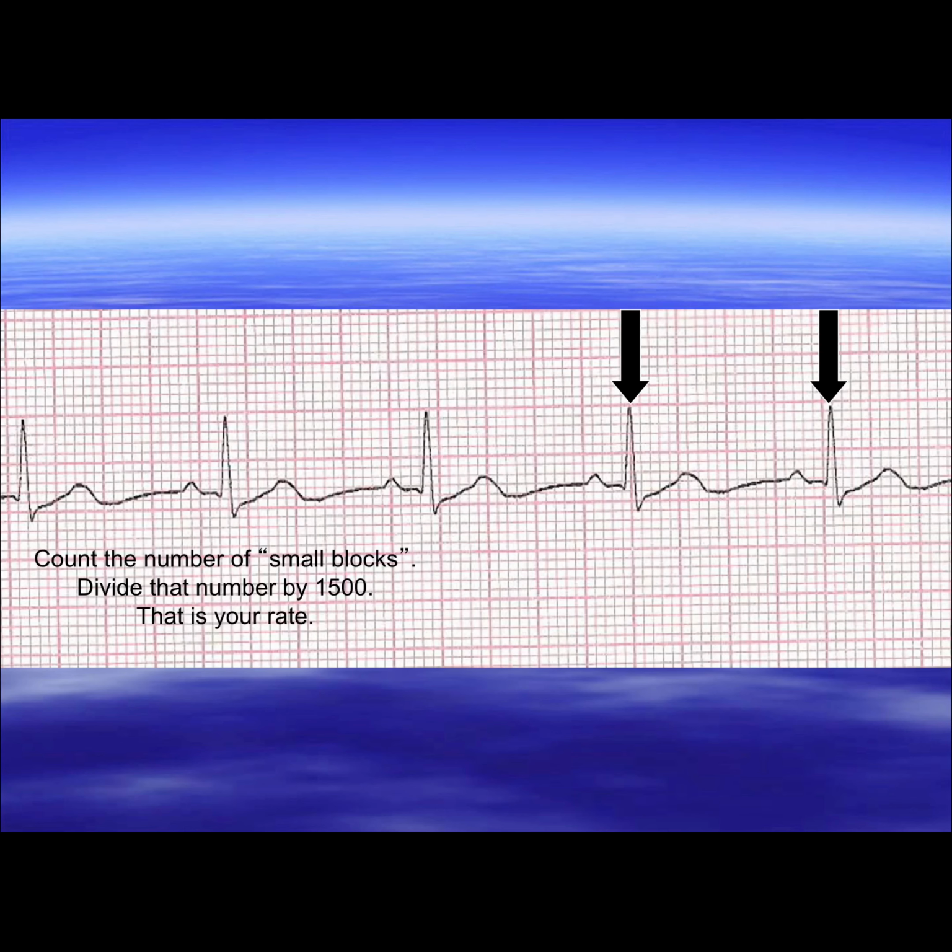And let's check the math. On the next slide, 1500 divided by 21 is 71. So there's 3 different mathematical ways to get the rate, from the 6-second rule through to counting big blocks or little blocks, and I'll get to interpolation on the next video.